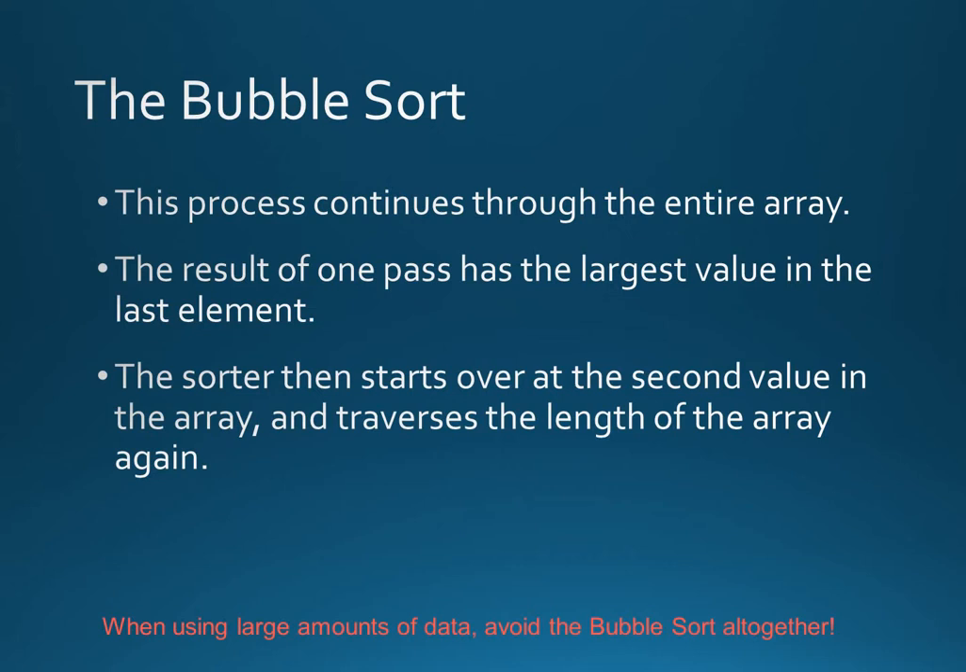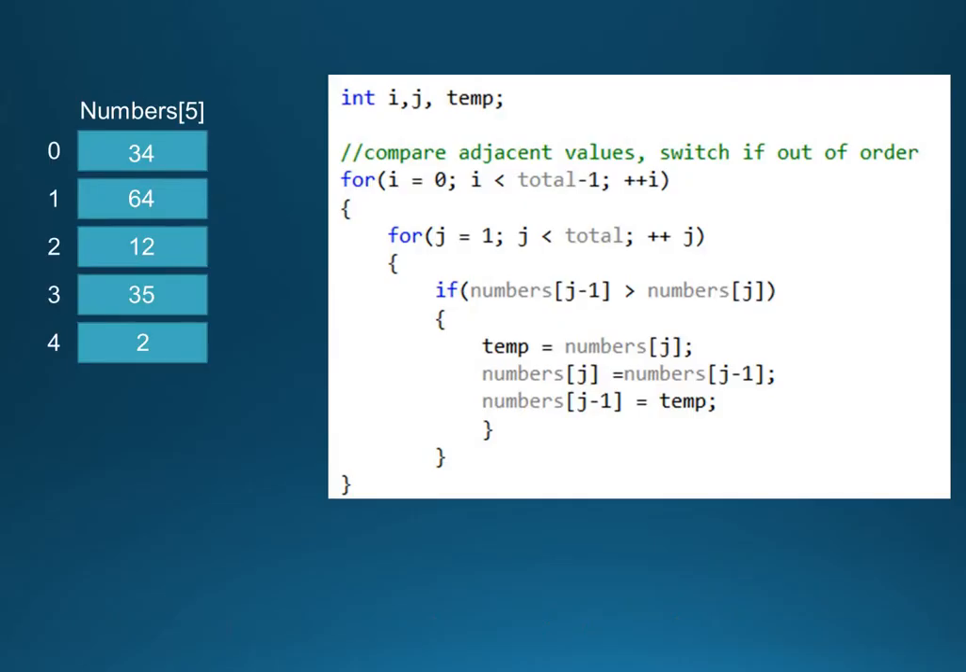The result of one pass has the largest value in the last element. You can see how that works. The sorter then starts out with the second value. It says here, when using large amounts of data, avoid the bubble sort. Well, that's true. If you have more than, say, 5,000 items, I would definitely not use the bubble sort.